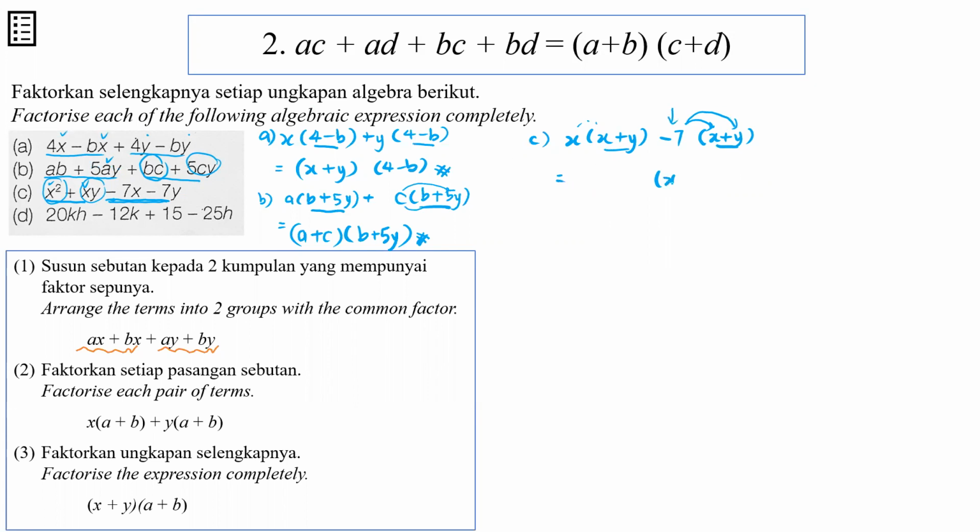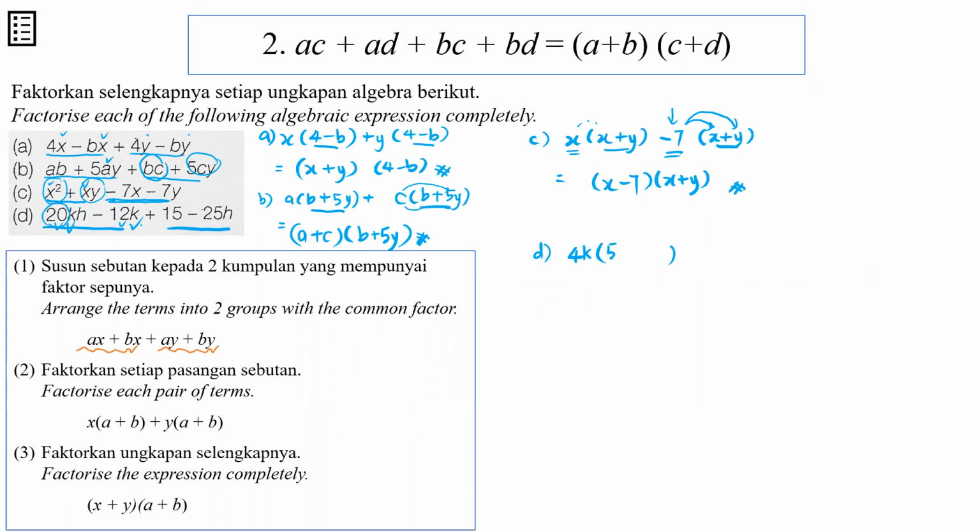Okay, so now we can write the factors x plus y out. So the first term is left with x, the second term is left with negative 7. That's it. Let's continue with part D. So let's underline, group them into two groups. 20kh minus 12k, both contain k, and both are multiples of 4. So we can take the 4k out of this first group.